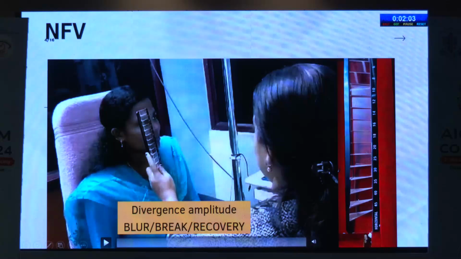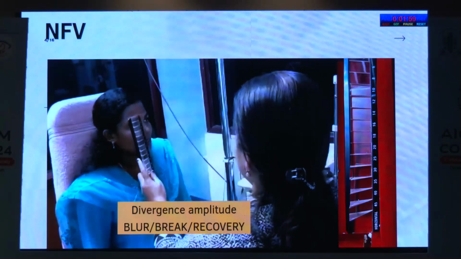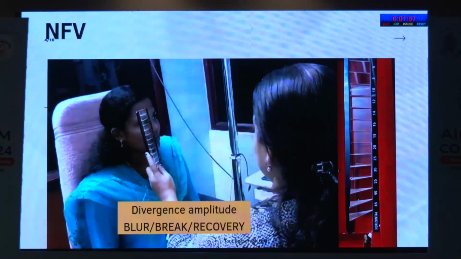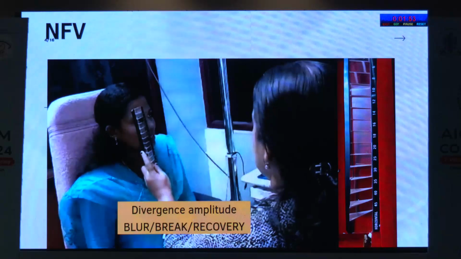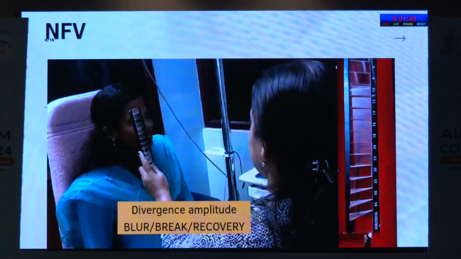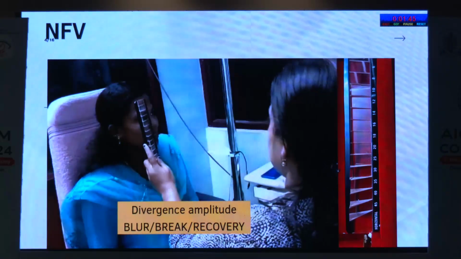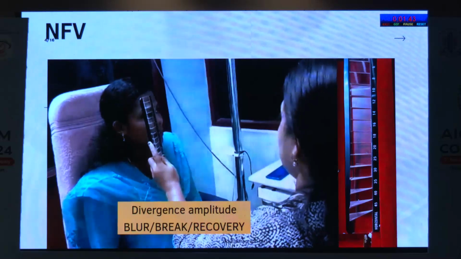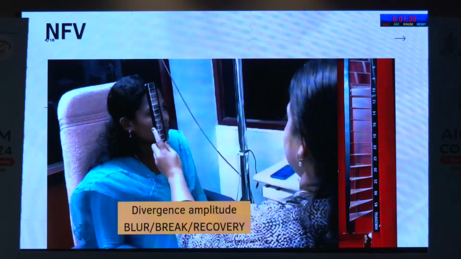Now negative fusional convergence. Here the normal tendency of our eye is to converge. So when you are doing negative fusional convergence, you have to do it for distance first, then come to near. Here you are testing divergence amplitude. So you have a base in prism placed in front of one eye, and you keep on increasing the prism until the patient sees blur, then break, and then you again come back to the normal place. You will get a recovery point.